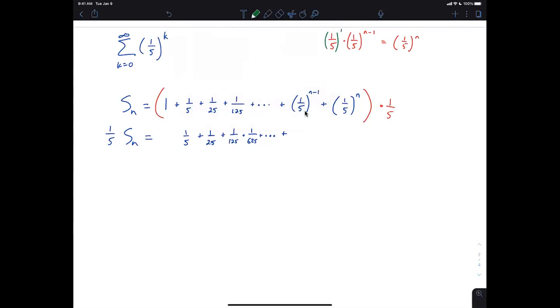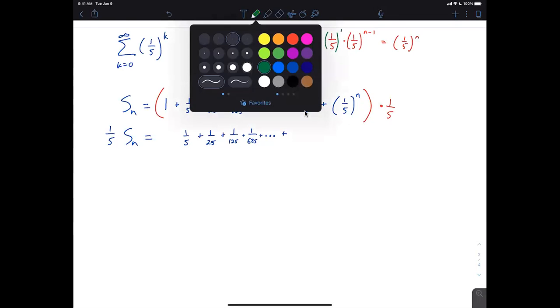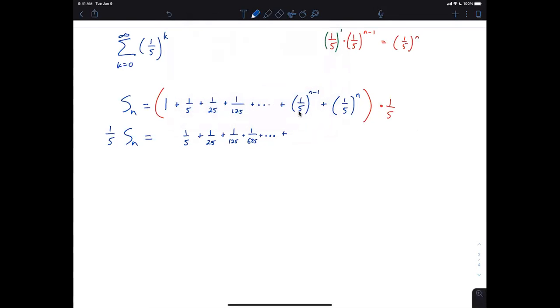You add the exponents. So then, okay, 1/5 times this one is 1/5 to the n. And then 1/5 times this last one, what would that be? 1/5 to the what? N plus 1. N plus 1, perfect. Okay, now I'm going to erase this red part.